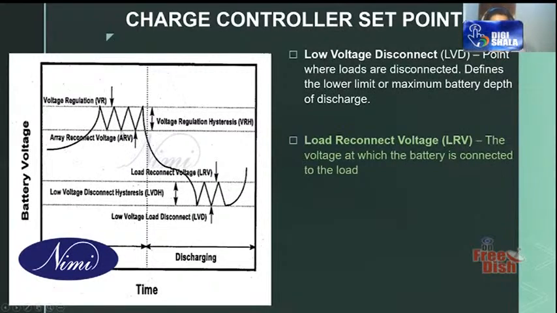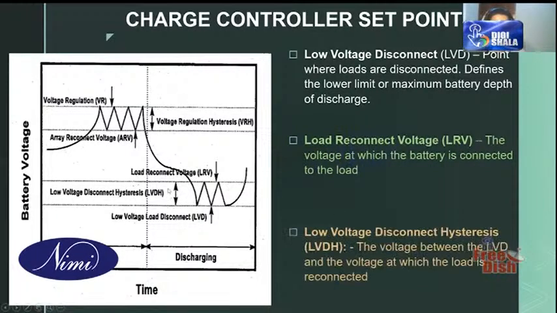ARV is the point where, when the voltage is coming down after the load is connected, the battery is coming down, and from there it is again going to be connected. That point is called array reconnect voltage. The voltage at which the load is disconnected is called LVD, and the voltage at which the load is reconnected is called LRV. And this voltage span is called low voltage disconnect hysteresis.